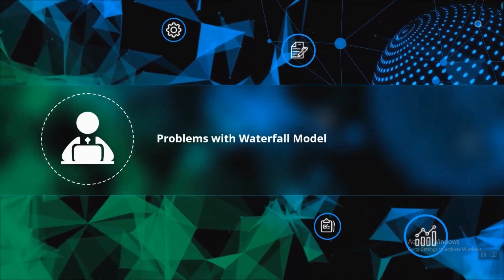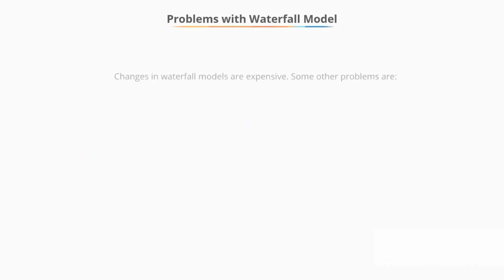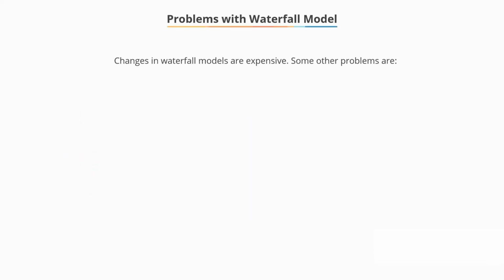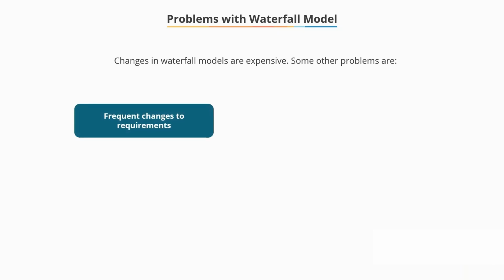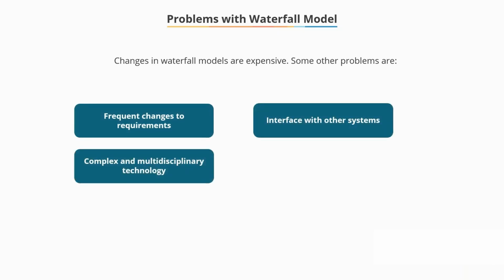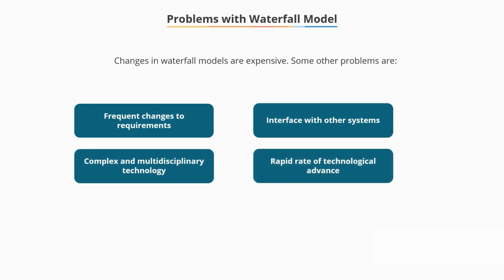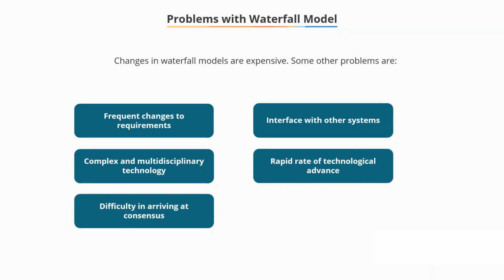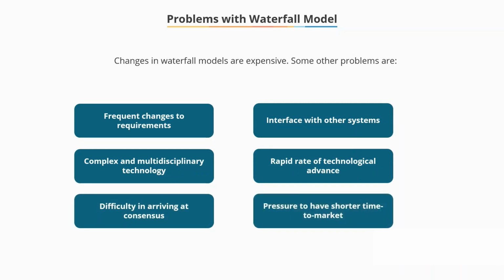Problems with the Waterfall Model. The major problem with the waterfall model is that changes are expensive to handle. Some of the other problems are frequent changes to requirements, interface with other systems, complex and multidisciplinary technology, rapid rate of technological advance, difficulty in arriving at consensus, and pressure to have shorter time to market.